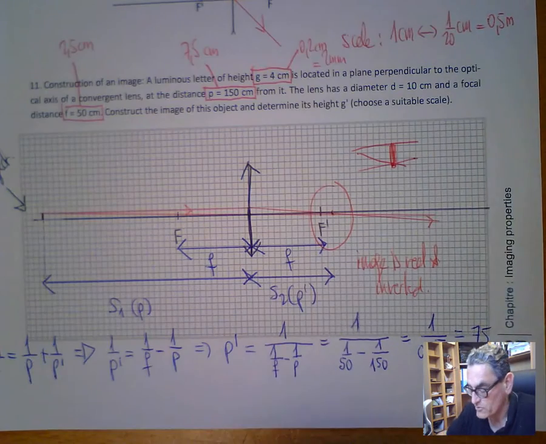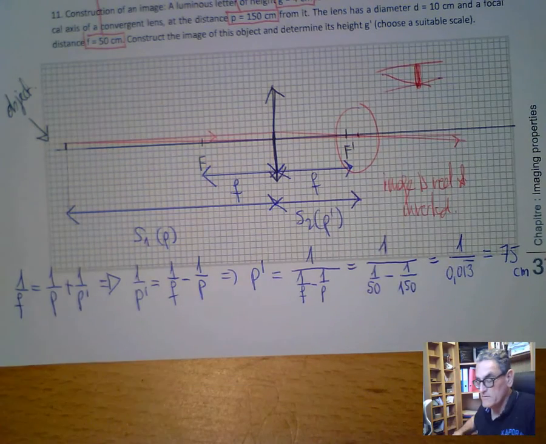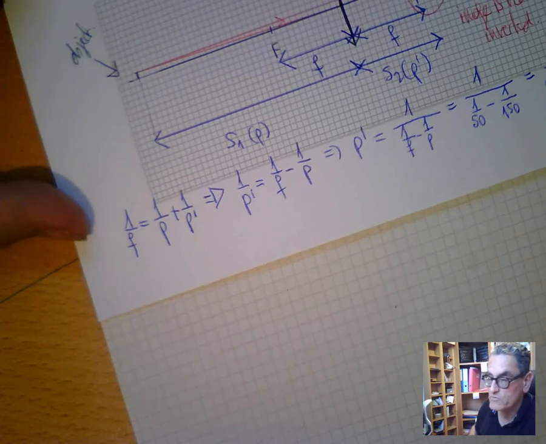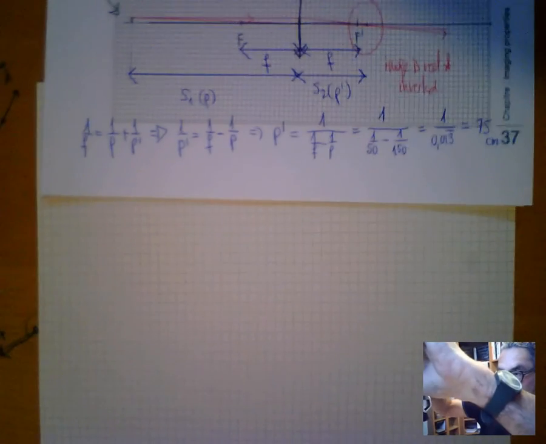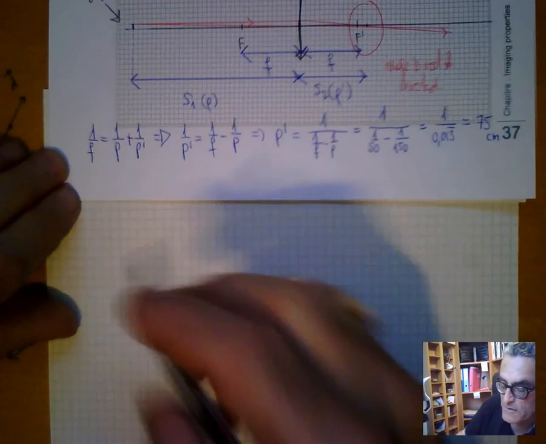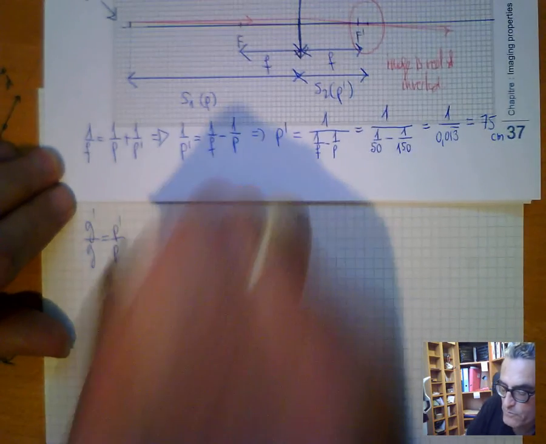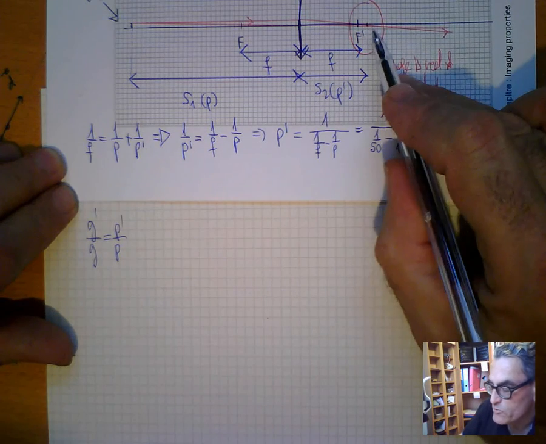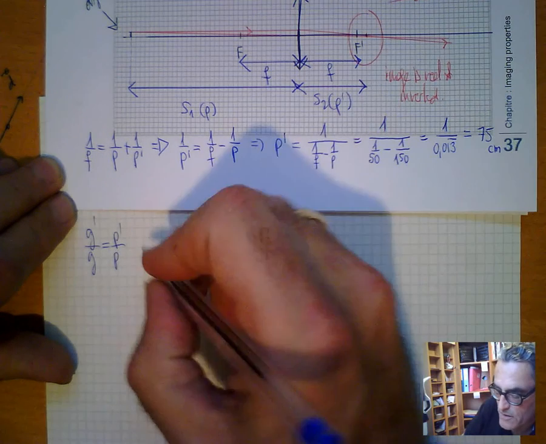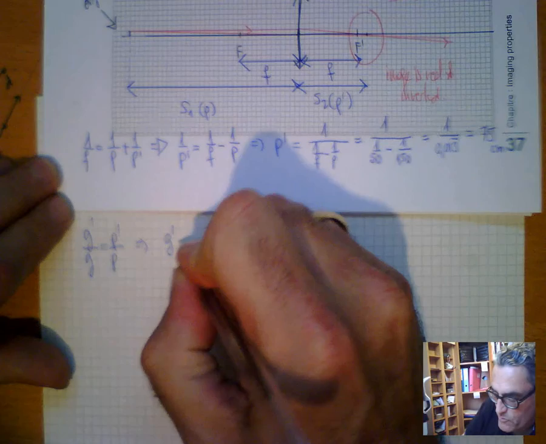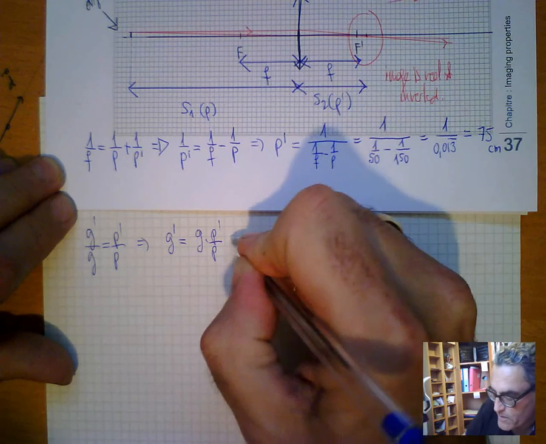It's all said in the text, don't worry. So now if we apply the second law here, and we want to compute, you can write it on the left if you want. If we apply the second law, G prime over G is equal to P prime over P. And I want to use this to compute the height of my image because it's unclear on the drawing. So G prime, the height of the image, is G times P prime over P, right?